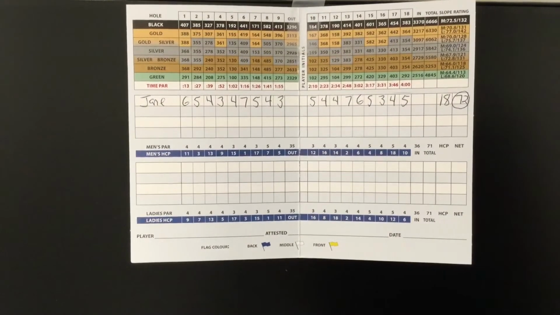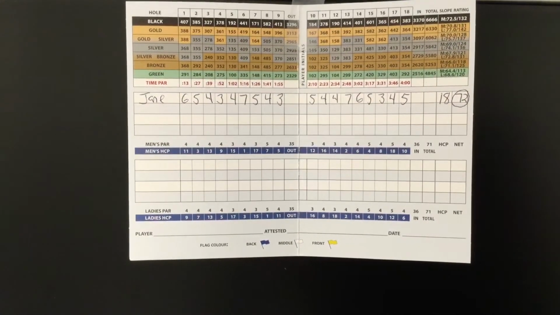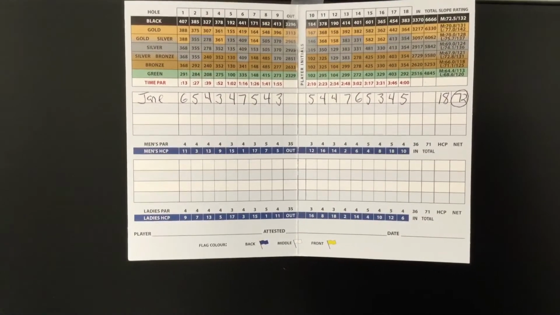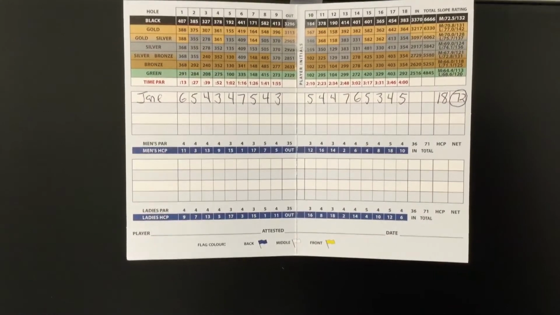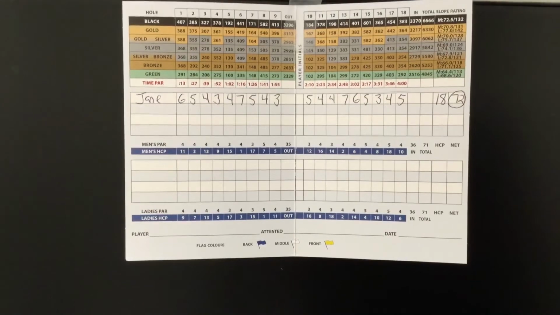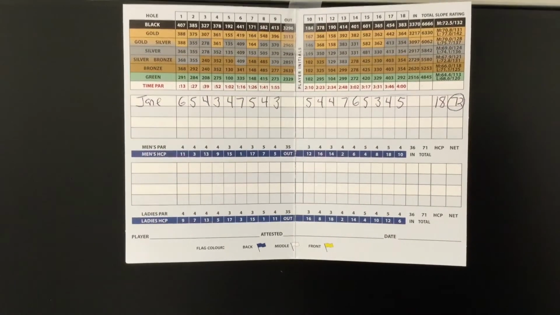So when the competition is all about the total, and it doesn't really matter hole by hole, then that's where we'll just have the gross scores. We'll usually have the handicap on the scorecard already, and then we just subtract the handicap from the total of the gross scores. That gets us our net.